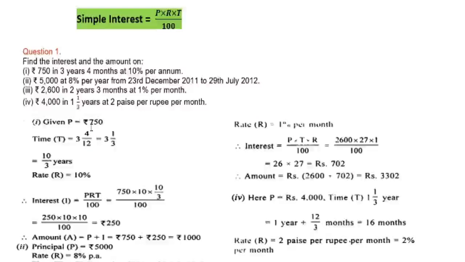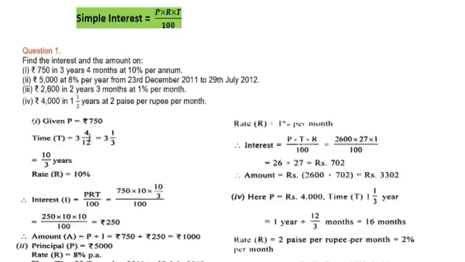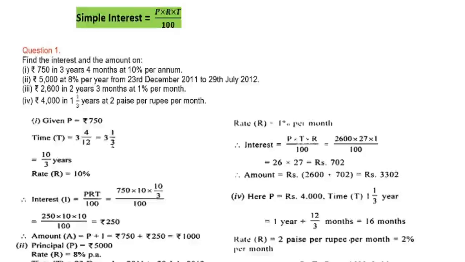Here the principal is rupees 750. And the time is given as 3 years 4 months. 4 months we have to convert into years. We know 1 year is 12 months, so 4 months means 4 by 12 years. Combining this, 3 years 4 months means 3 4 by 12 years, or 3 1 by 3 years. We can also write 10 by 3 years. And the rate is 10%.